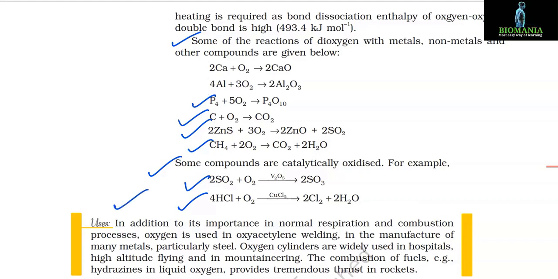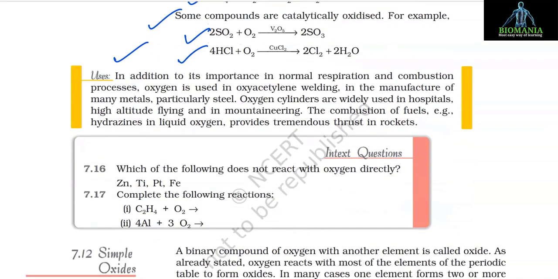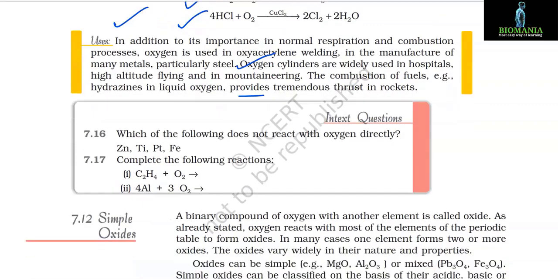Uses: in addition to its importance in normal respiration and combustion process, oxygen is used in oxyacetylene welding, in the manufacture of many metals, particularly steel. Oxygen cylinders are widely used in hospitals, high altitude flying, and in mountaineering. The combustion of fuels, for example hydrogen in liquid oxygen, provides tremendous thrust in rockets.